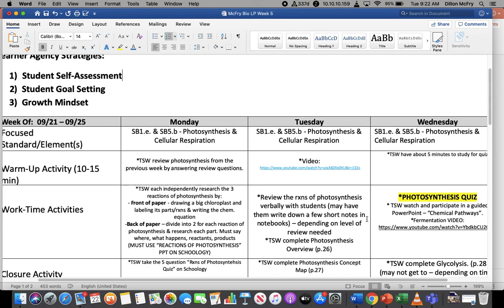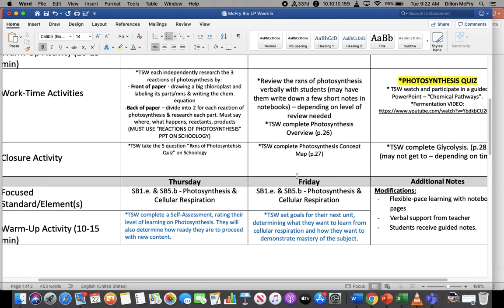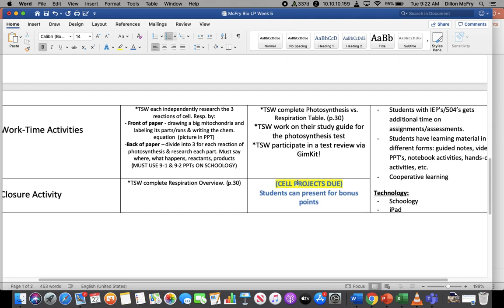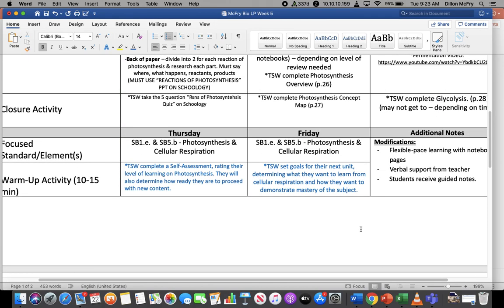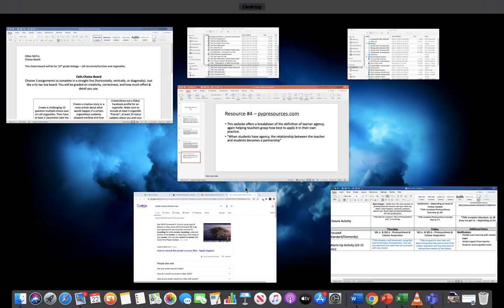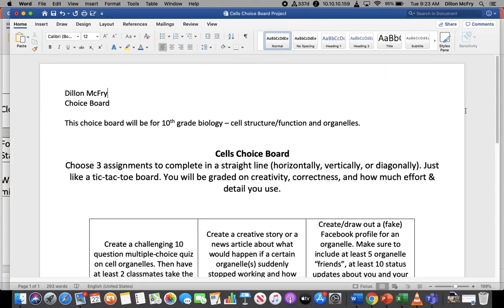As well as growth mindset and goal setting, this also plays into Friday. You see there is a cell project due. Students also have the choice to present this to their classmates for bonus points. So there is one agency aspect they have. They can choose whether or not they want to present it and demonstrate mastery by presenting their information. But the project itself, which we've been working on, actually presents an opportunity for learner agency.